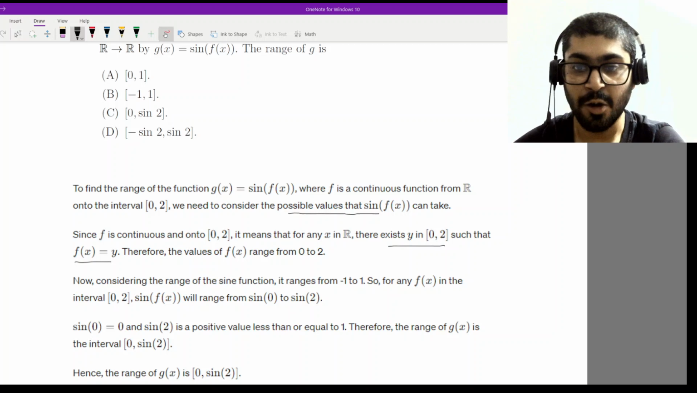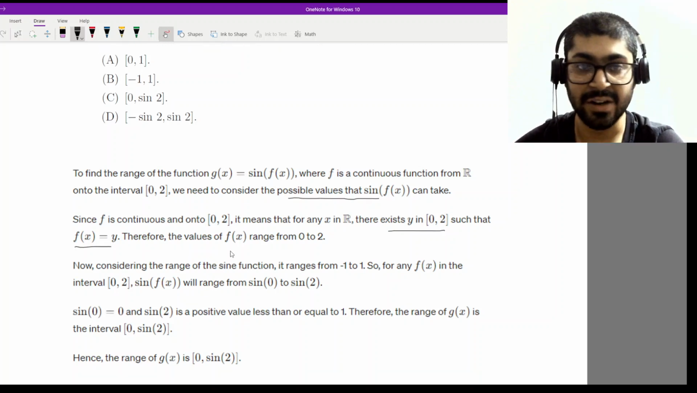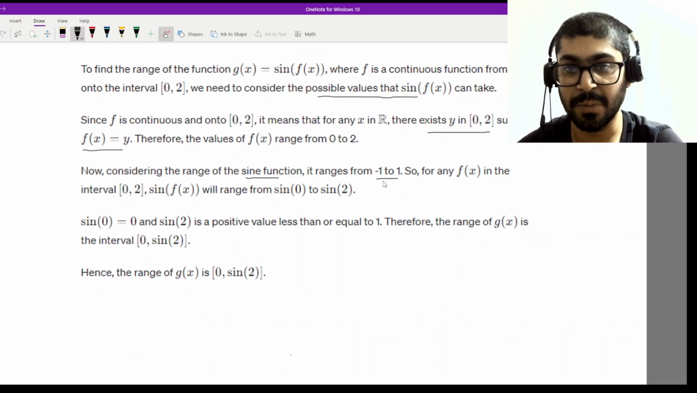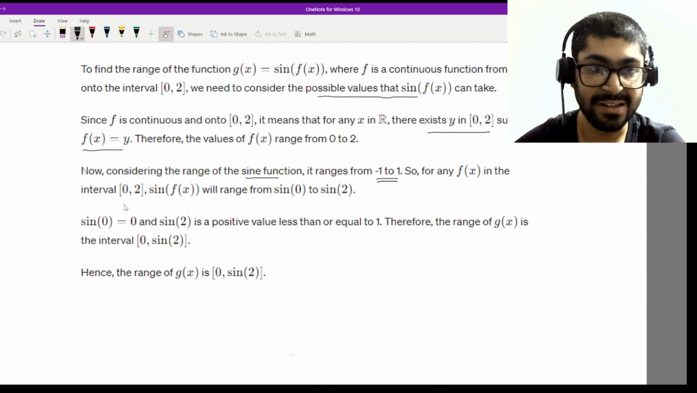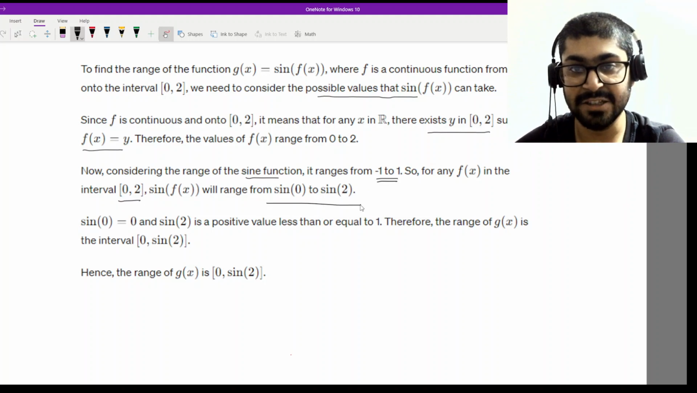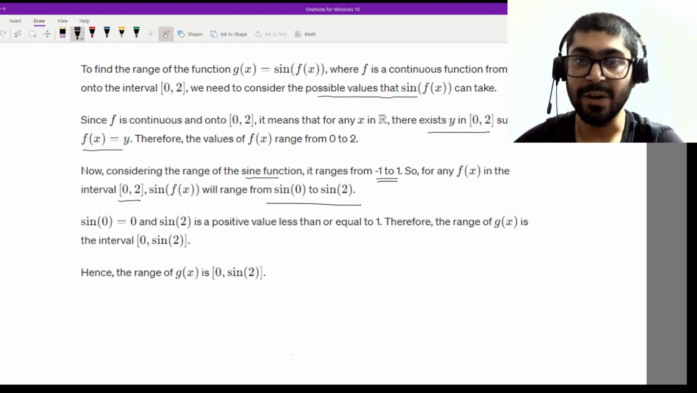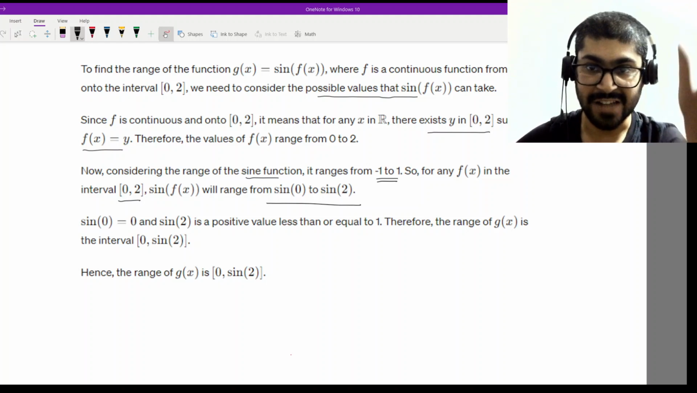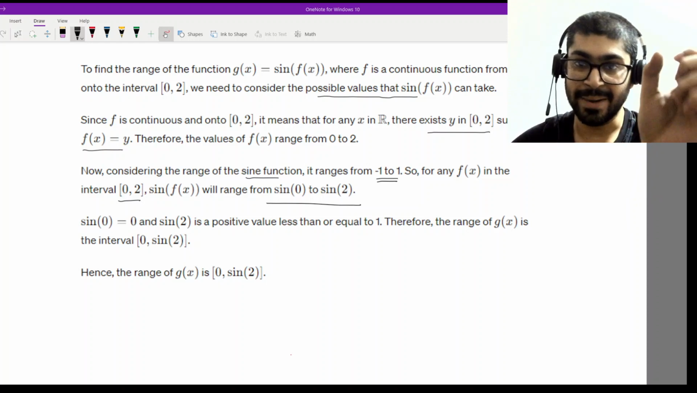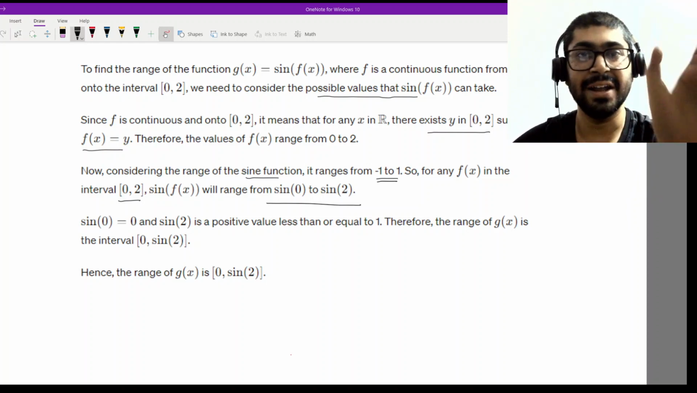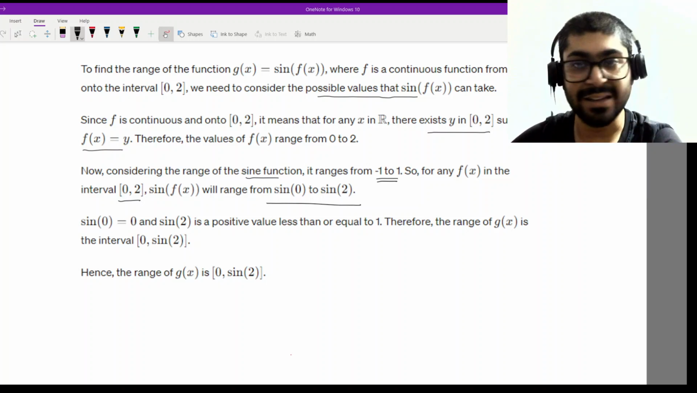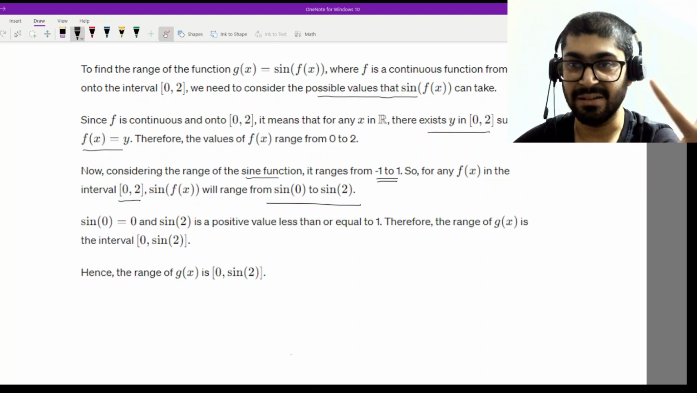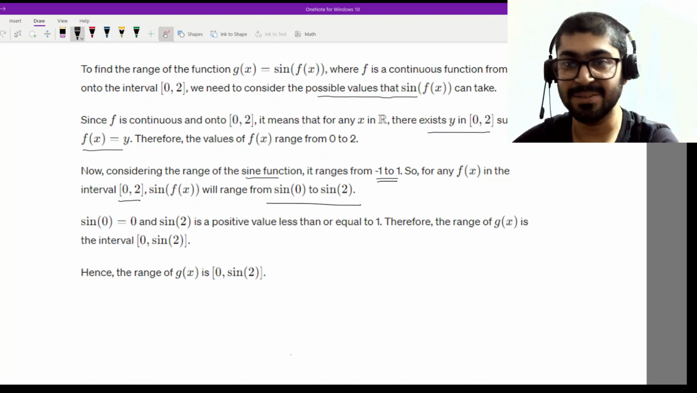Now we have to check what happens to the sine of f, right? Considering the range of the sine function, it goes from -1 to +1. For any f(x) in the interval [0, 2], that will range from sine 0 to sine 2. The negative part of sine will not be considered here because it starts from 0, and sine 0 is 0. So sine ranges from -1 to +1, but since we are inputting values from the range 0 to 2, it will only take the values from sine 0 to sine 2. Now if I plug sine 2 into the calculator, I'll get 0.9, approximated to one decimal place.